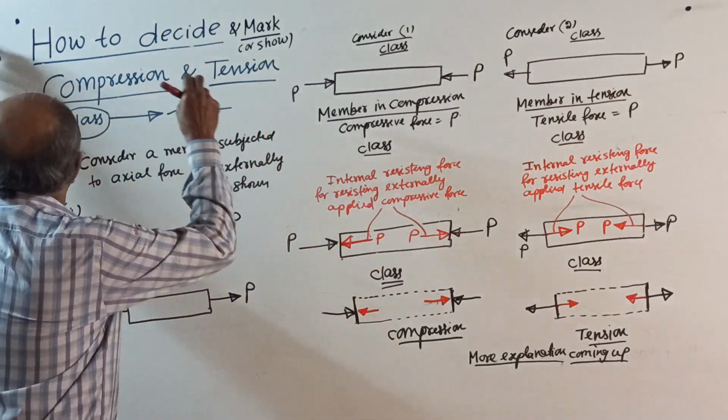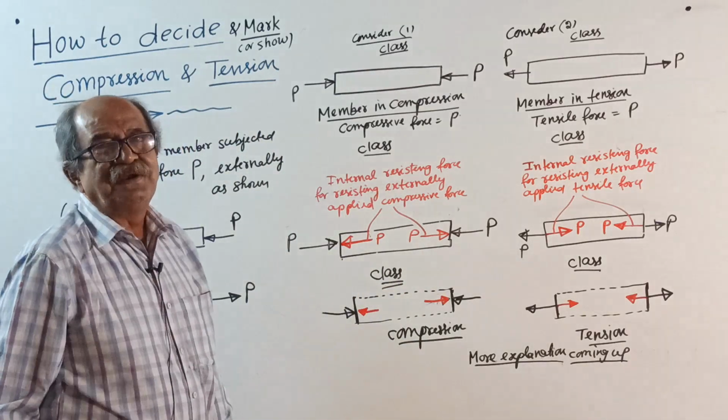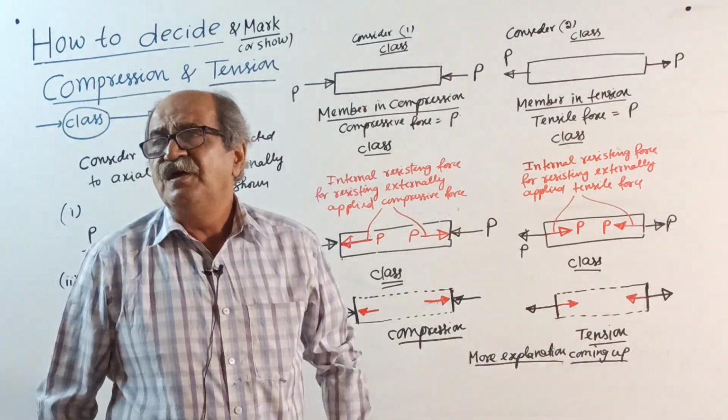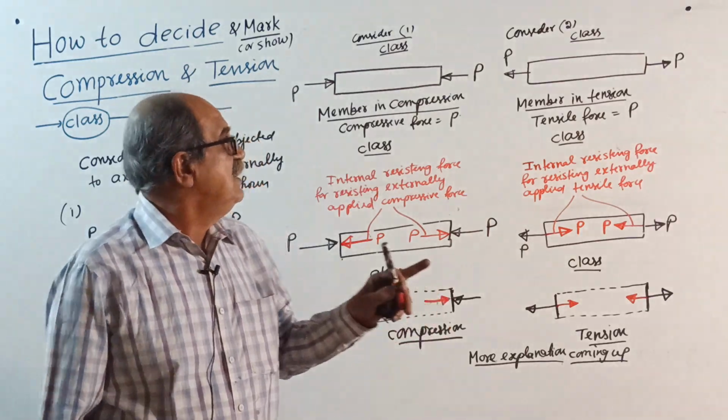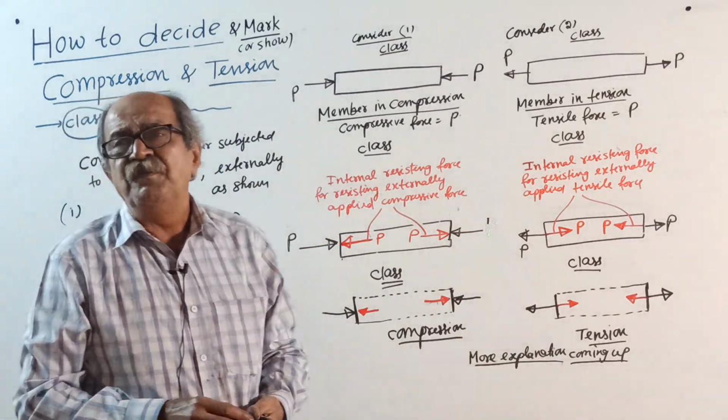Now see. Something I tell in this class only: tension and compression are very, very powerful terms. It is tension, compression, together, any one of them, called axial force.